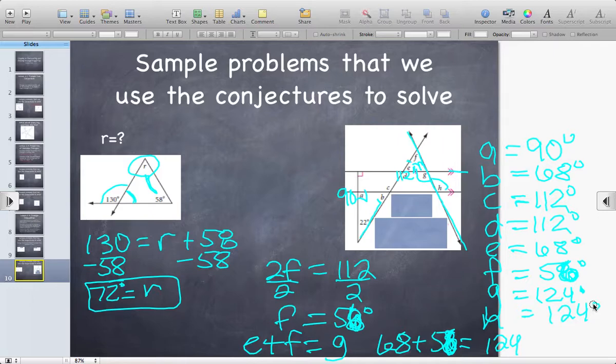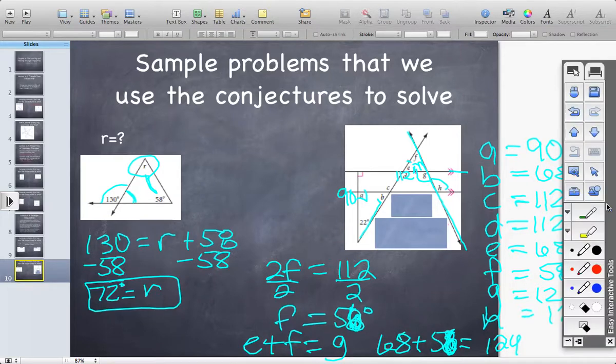So again, combining all of these theorems and conjectures that we've studied from chapter 1, chapter 2, and now chapter 4, we're able to solve these complex problems. We're getting more and more detailed and able to figure them out.